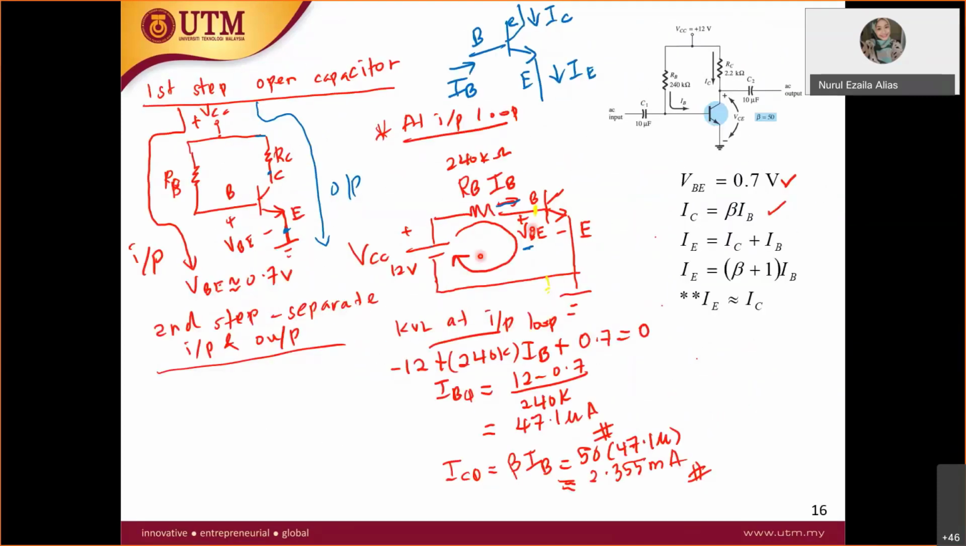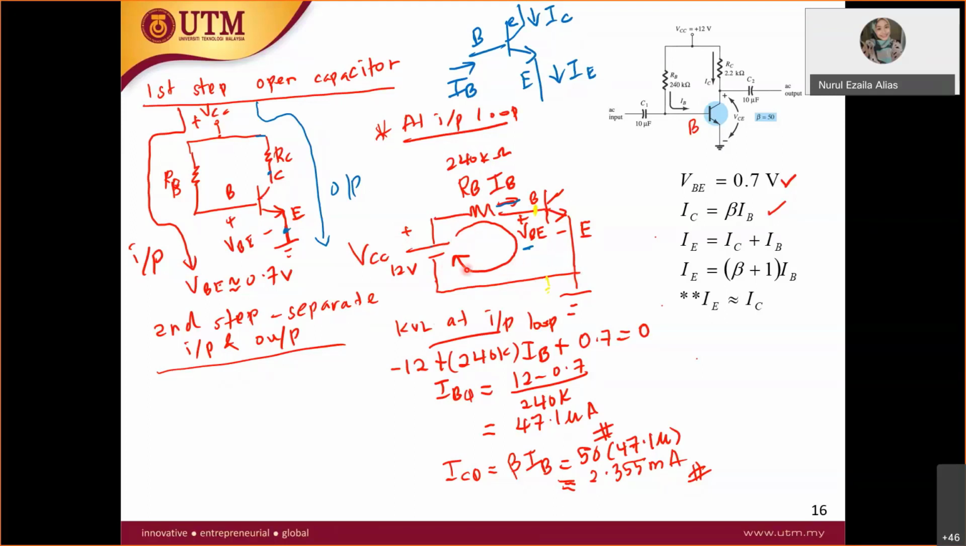So at the input loop you have base and emitter. From base here you have RB. So I have drawn RB. You have to go from node to node. From base you have RB and then VCC. So from base you have RB and then connect to plus VCC. Where does the negative go? Of course, every time it will go back to the ground. Now your emitter is grounded. So that's it for the input loop.